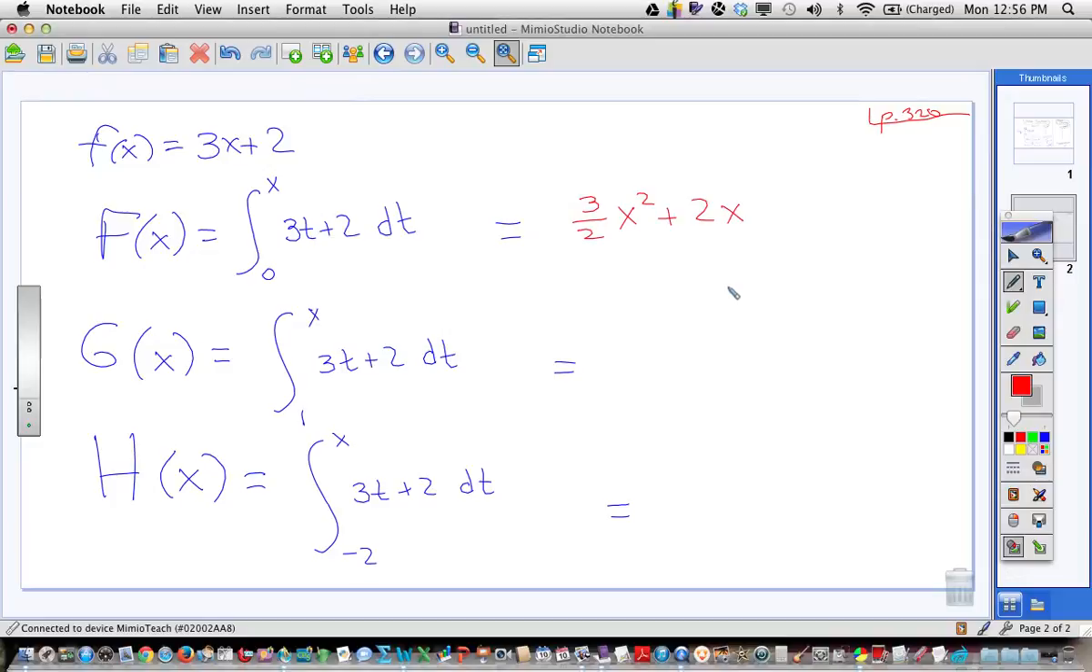Raise the power up 1 to a 2. Divide by the new power. That's our derivative, or antiderivative formula, right? Antiderivative of 2 is 2x. And what about the c? In that one, the c was 0.